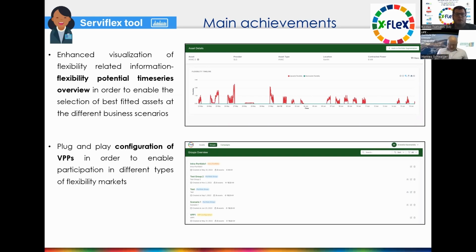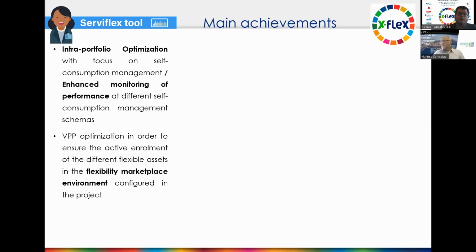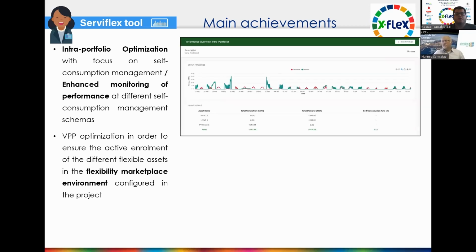As a next step and functionality offered by this tool, we give the stakeholder the possibility to aggregate different assets of the portfolio. So we offer a plug-and-play configuration mechanism for the different VPPs. The user has the flexibility and the capability provided by the tool to promptly configure VPPs of interest in order to address his or her business needs. That means participation in different market schemas that are now available in the energy markets, and also getting insights about the operation of each of these VPPs.